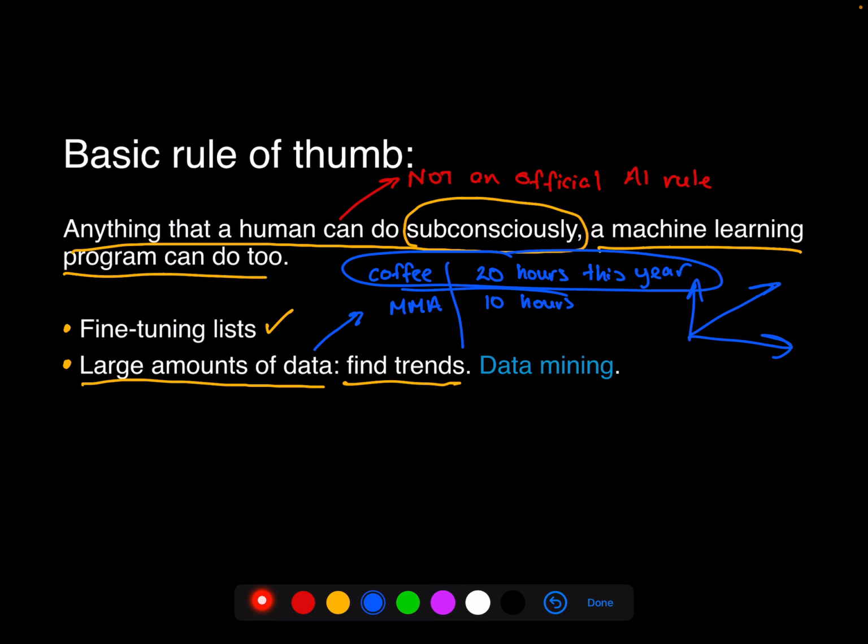This process of looking at large amounts of data is called data mining. So data mining is looking at lots of data, finding trends. That is a technical term that is often used in news or literature. Data mining.